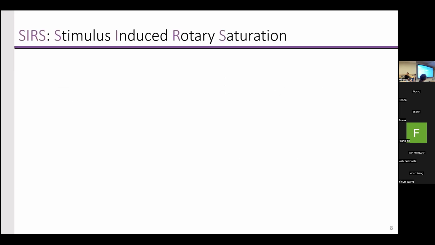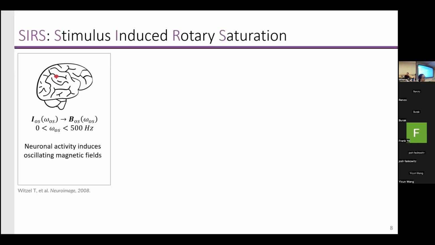This was initially proposed by Witzel in 2008. He called it stimulus-induced rotary saturation, or the SIRS effect. The rationale behind this technique is that if we have an oscillatory neuronal current, it will induce an oscillatory magnetic field in the surrounding tissue. We know from EEG and MEG that this will have a frequency in any range from 0 to 500 Hertz if we consider physiological and pathological activity. And what we want to do is to detect this with MR.